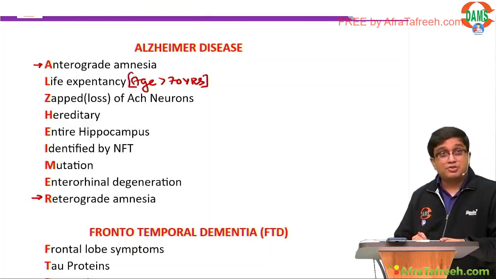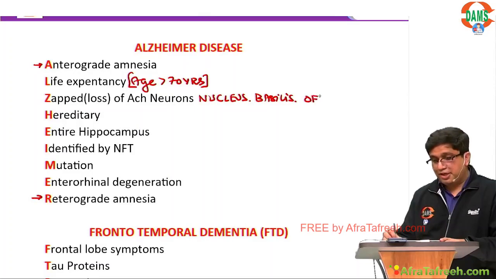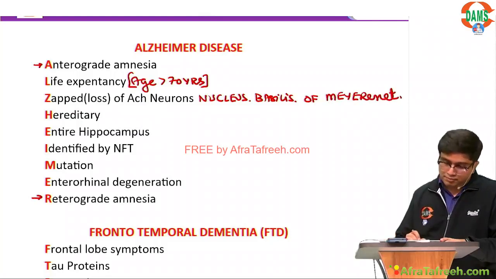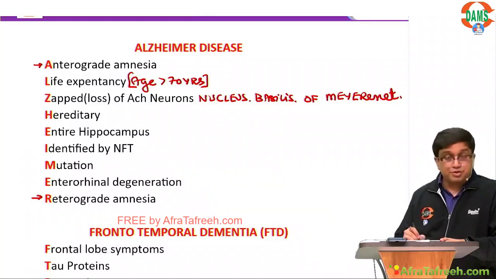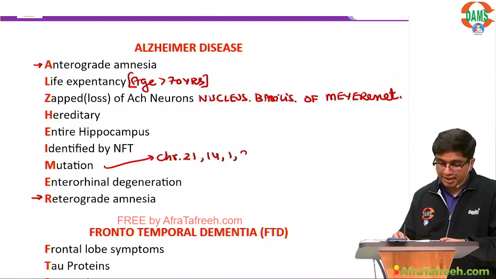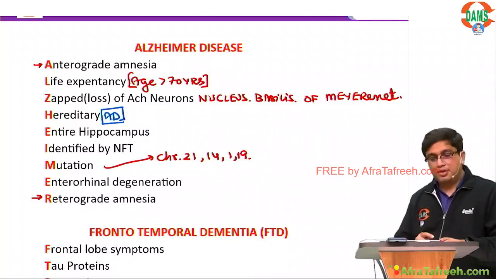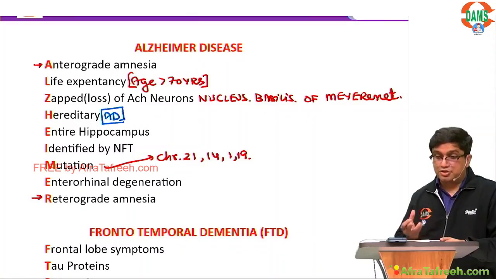There is a loss of acetylcholine neurons in a structure known as the nucleus basalis of Meynert. Nucleus basalis of Meynert. Also in these patients, the problem can be hereditary, coming through certain mutations which can be on chromosome 21, 14, 1 and 19. And the hereditary problem in Alzheimer is often due to an autosomal dominant change. Most of these patients will have the hippocampus being lost, which can be seen radiologically also.